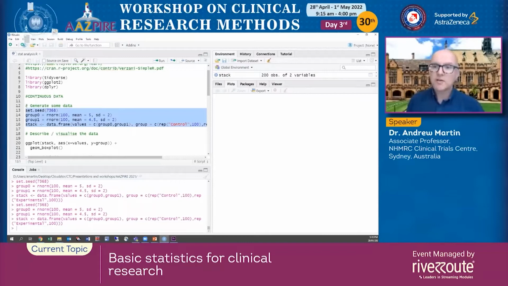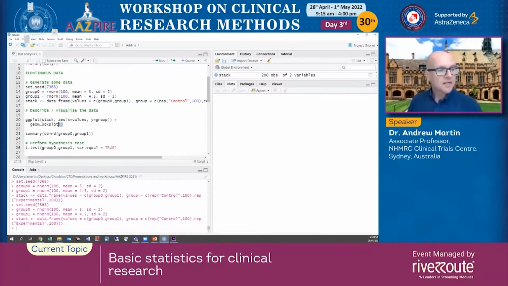And what I'm generating is a bunch of scores for a notional control group of 100 patients, and some scores for an intervention group, an experimental intervention group comprising 100 individuals. So I've got that data now. And now I'm going to visualize the data and describe it.